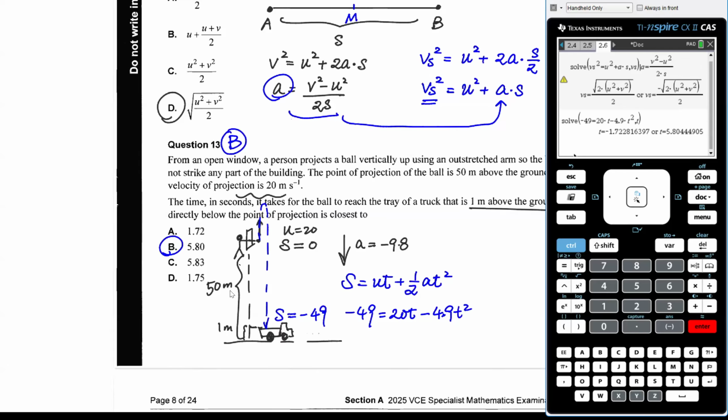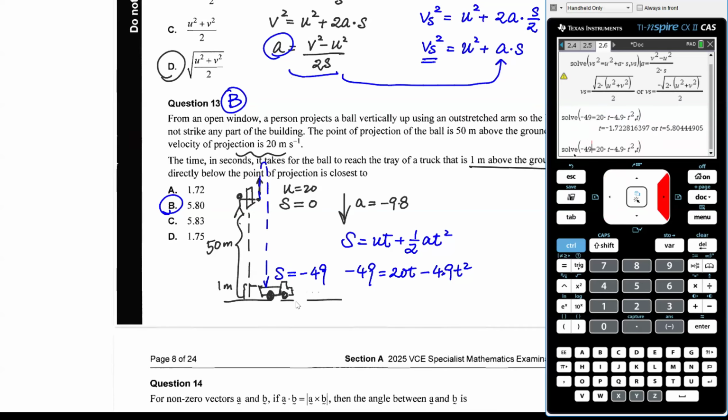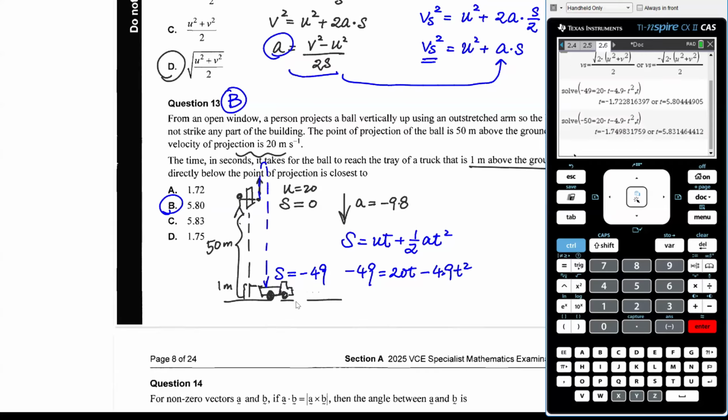There we go. That's question 13. I believe option C is a very close answer. I suspect if you ignored the condition of the one meter above the ground, you might get, let's say, a minus 50 here. Yeah, that's how you could get, let's say, 5.83. But usually that's asking for the time to land on the ground instead of landing on a point 1 meter above the ground. So that's a different story.